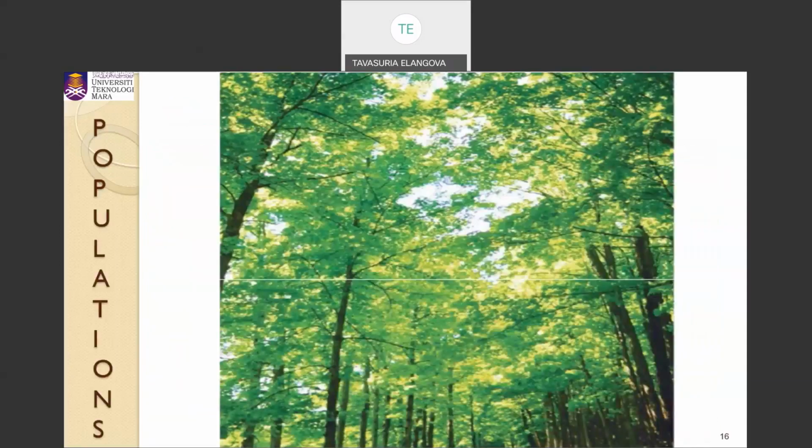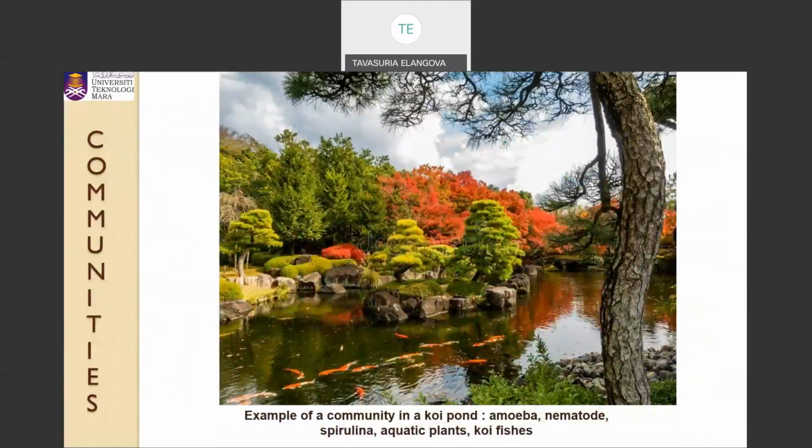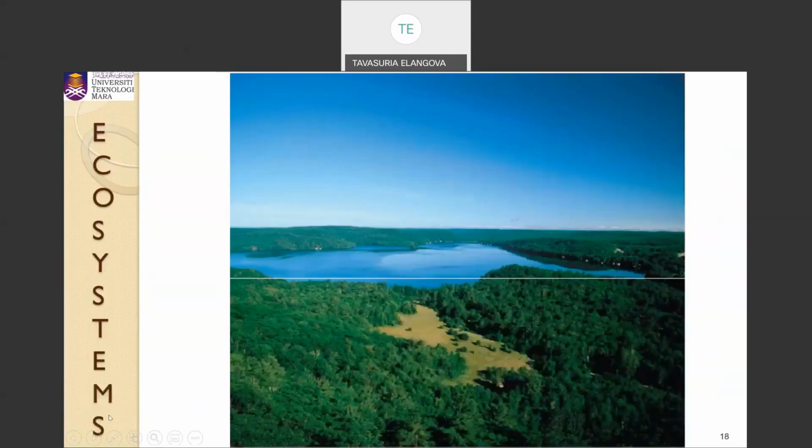These are the examples of population. There are many trees, so this is the group of the tree population. And this is the example of the communities. From the picture, you can see clearly there is a fish population, there is a tree population, and there can be other populations of the animals. When the community interacts with the non-living environment, for example, the air and water, that is known as the ecosystem.